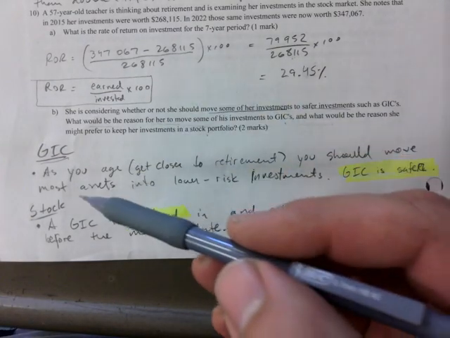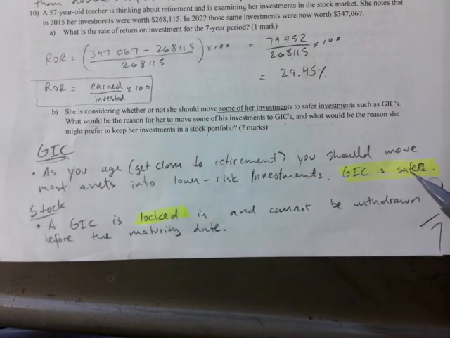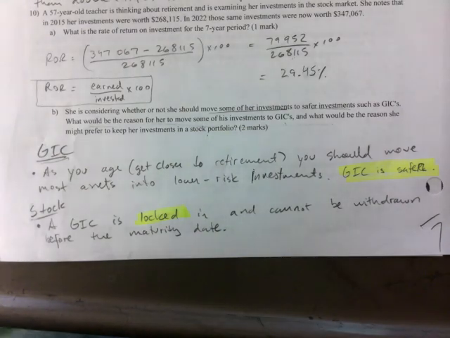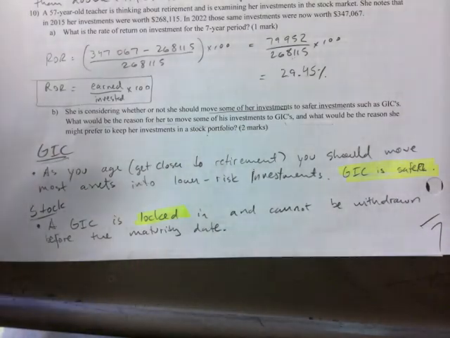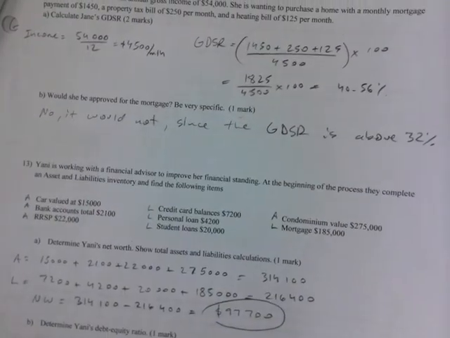Another reason why you would have said GIC rather than stock is, oh, I did mention safer. And as you get closer to retirement, you don't want to risk too much because you don't have the time to build up what you've lost. Okay. Then the GDSR, all that stuff, I skipped it, but now you should know how to do it.